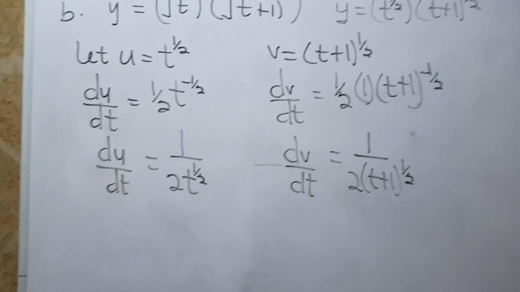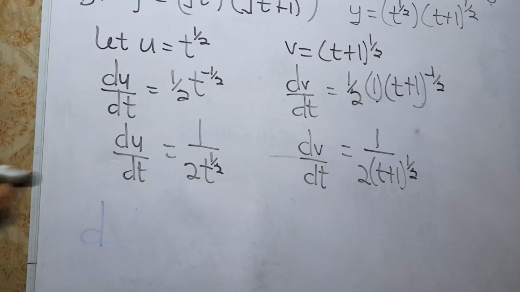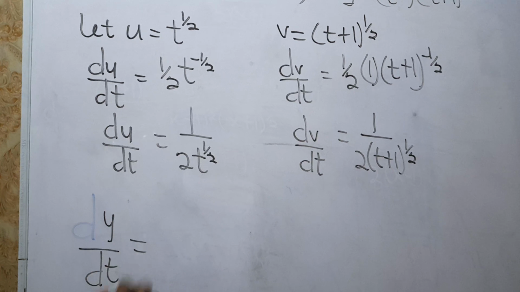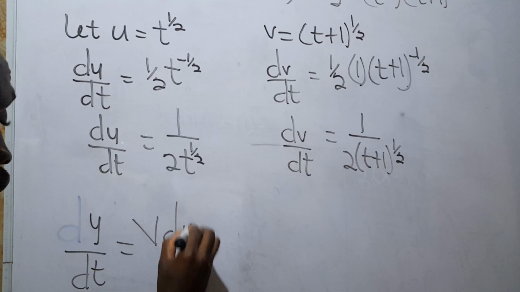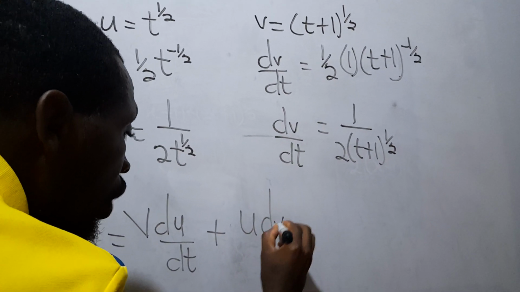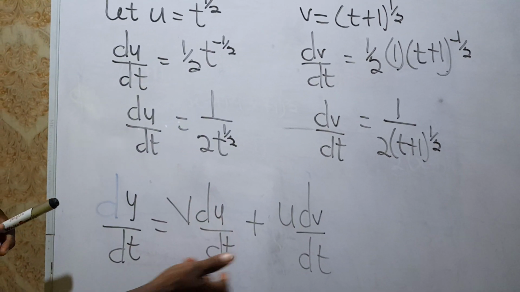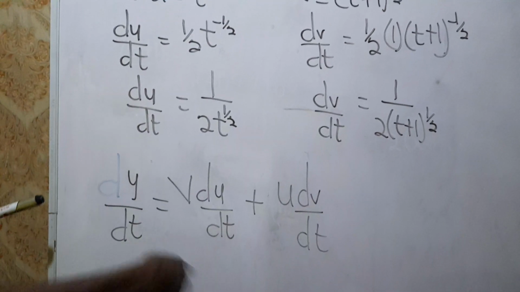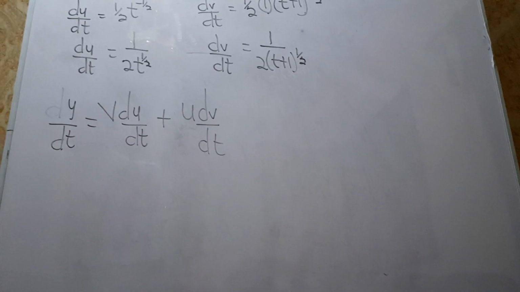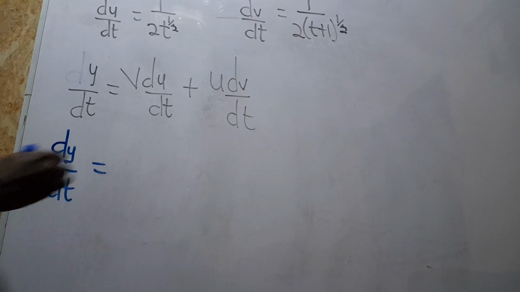Now, remember, from product rule, our dy over dt will be equal to v du over dt plus u dv over dt. So now we know v, we know du over dt, we know u, we know dv over dt. We just substitute, simplify to get our first derivative.